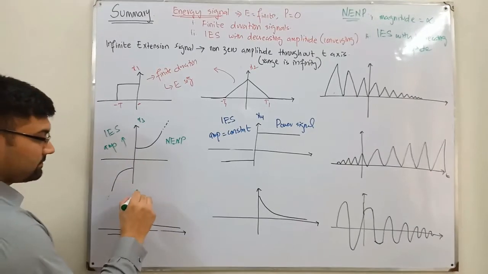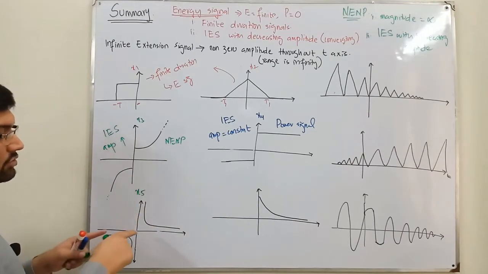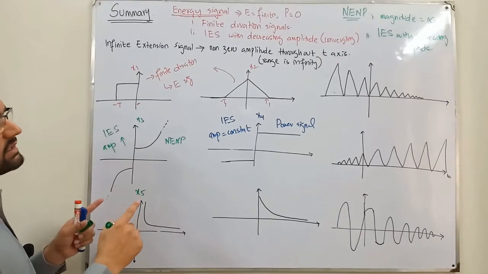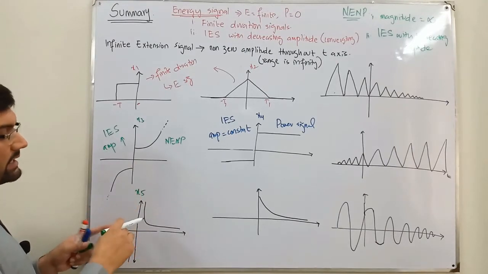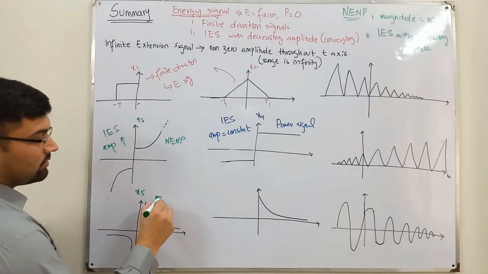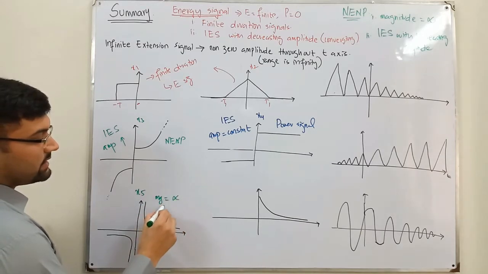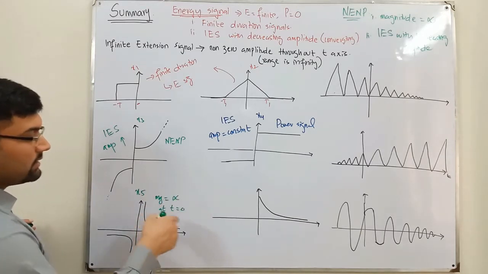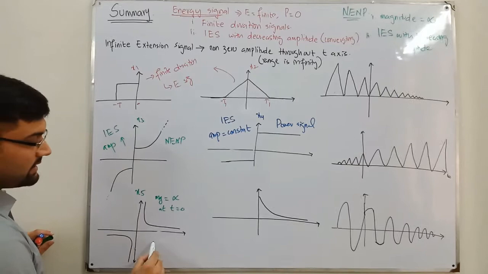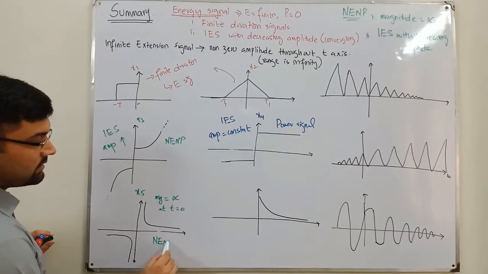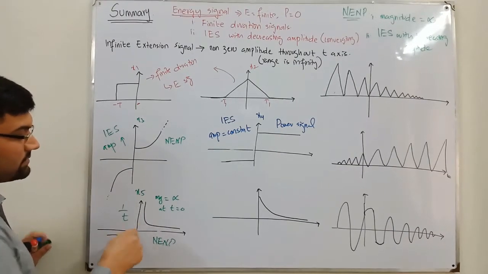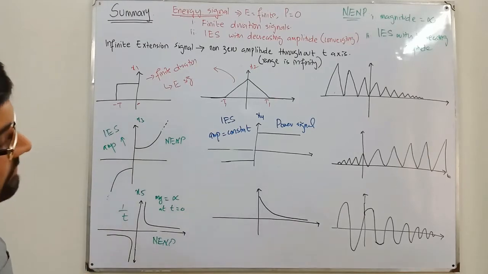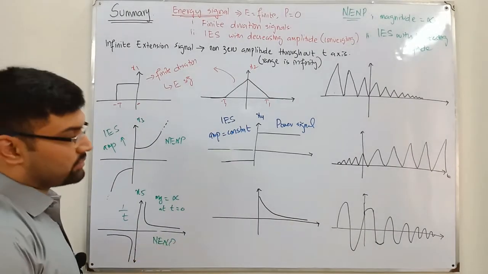X5 of t. So, have a look. The amplitude is reaching infinity at t is equal to 0. Magnitude is equal to infinity at t is equal to 0. So this means what? That this is a neither energy nor power signal. This is 1 over t as we saw in the previous video.